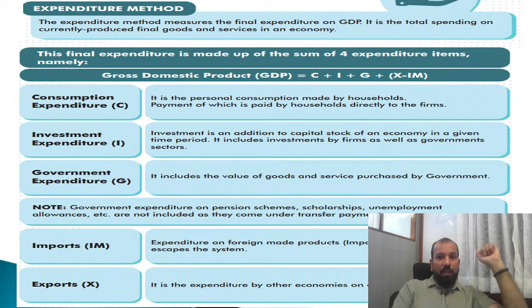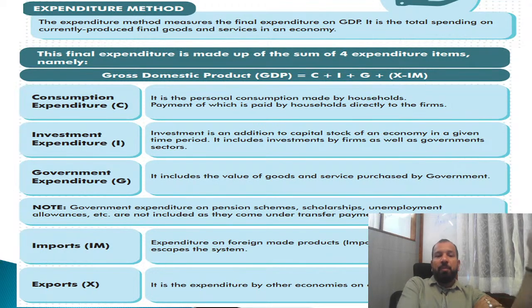Expenditure is very commonly known: C plus I plus G, and again the net export, X minus M. C stands for the consumption expenditure. It is the personal consumption made by the household, whatever expenditure we are making in the market, paid by the household directly to the firms. Then I stands for the investment in addition to the capital stock of the economy in a given time period.